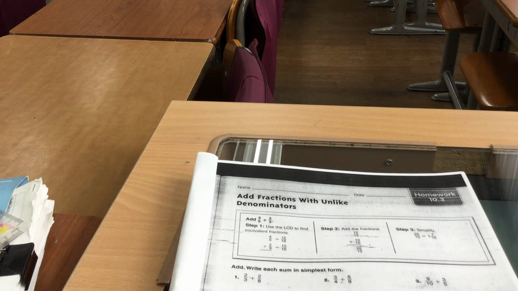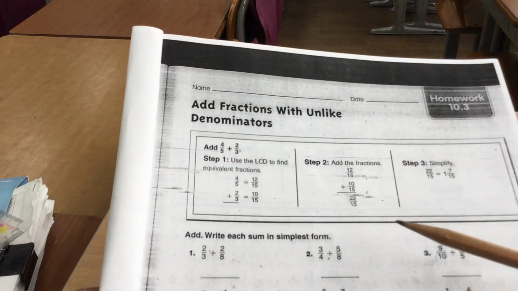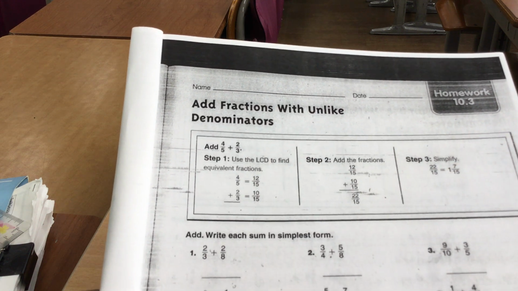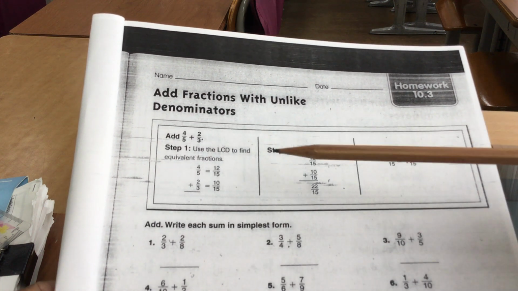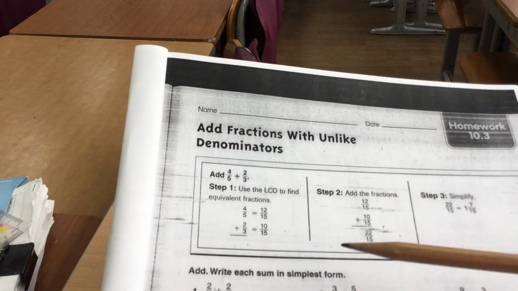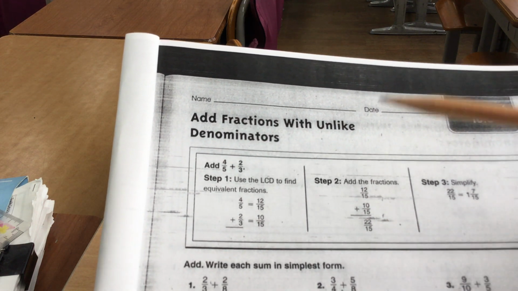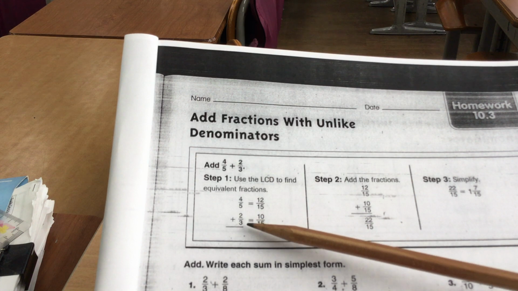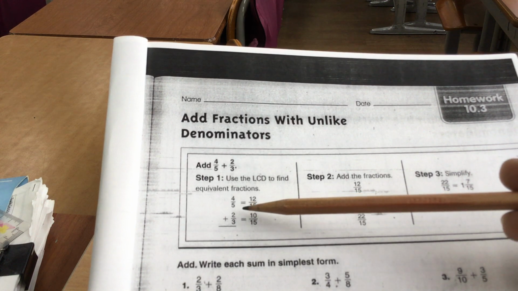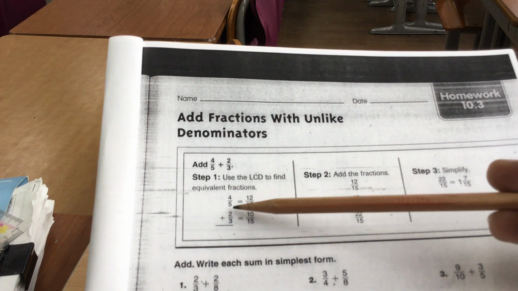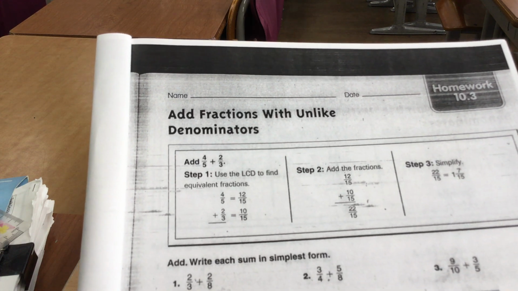Here's the page you're going to do in your homework book, okay? So, just in case you forget, let's look at the example at the top. It says, add 4/5 plus 2/3. Step 1, use the LCD to find equivalent fractions, remember? Okay, so 4/5 plus 2/3. 4/5, that's going to give us an LCD of 15, right? Remember, for 5 and 3?